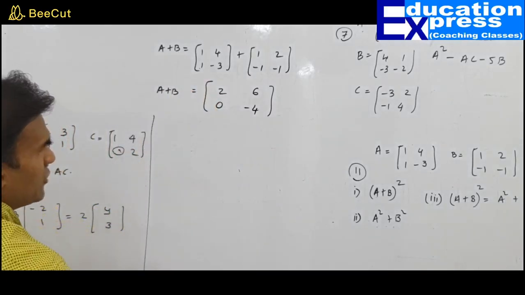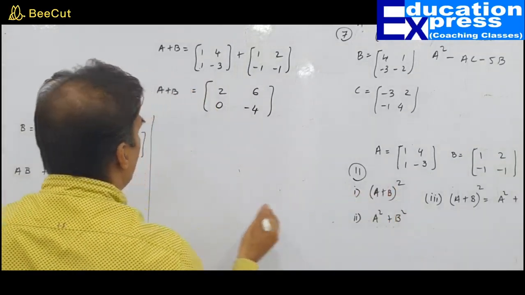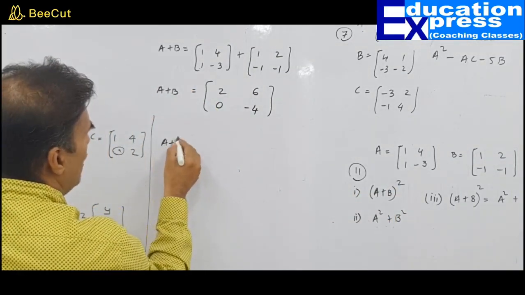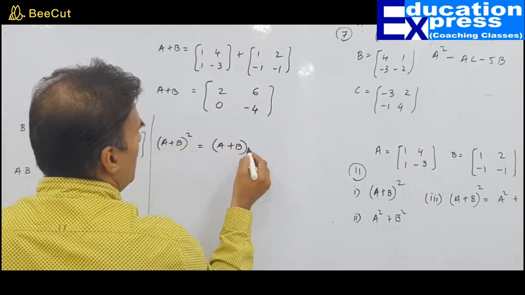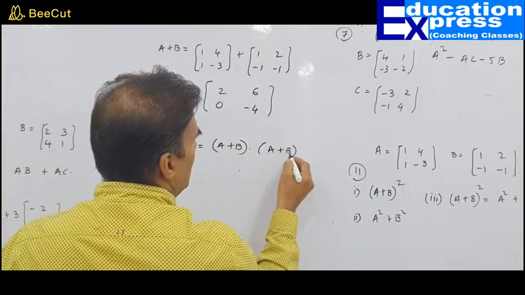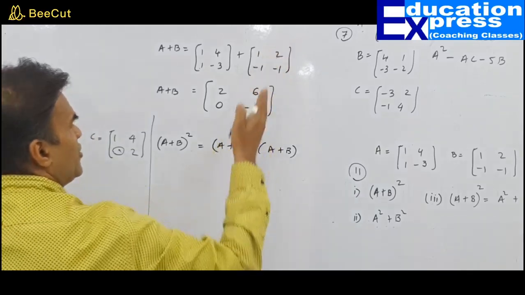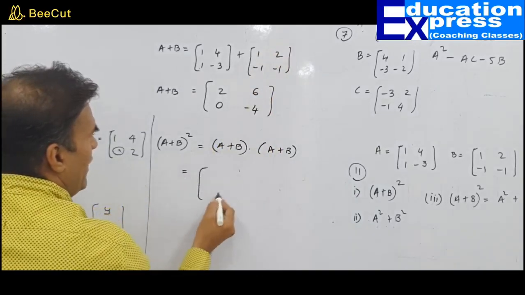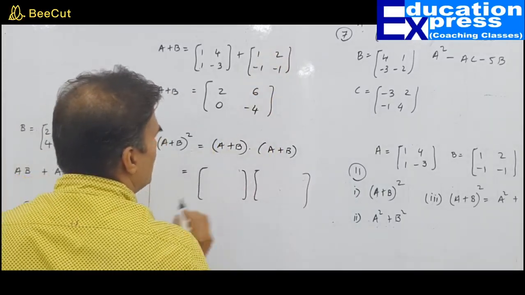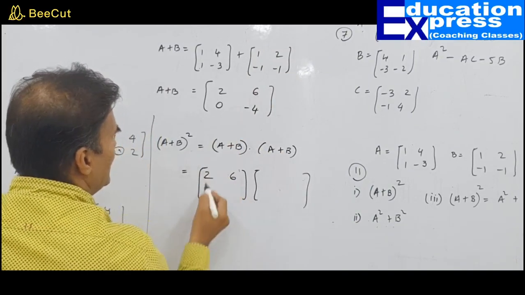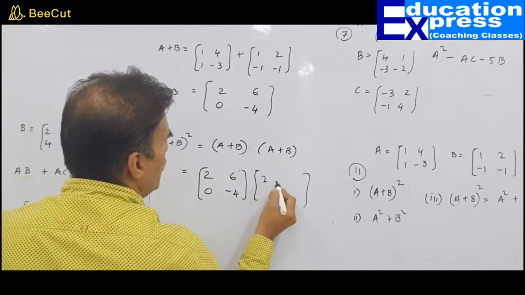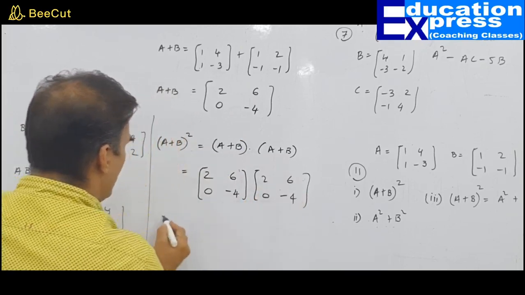What do I need actually? I need (A plus B) square. How do you find the square of any matrix? Sir, it will be (A plus B) multiplied by (A plus B). Exactly how you find A square? A into A. Same way, (A plus B) into (A plus B). So you can easily find out the value. 2, 6, 0, minus 4, times 2, 6, 0 and minus 4.